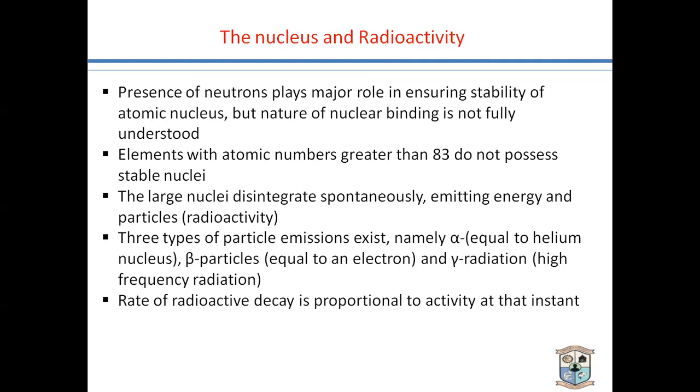The large nuclei disintegrate spontaneously, emitting energy and particles, what is known as radioactivity. And three types of particle emissions exist, namely alpha, which is a helium nucleus, beta particles, which are electrons, and gamma radiation, which is high frequency radiation. The rate of radioactive decay is proportional to activity at that instant. So this is not anything strange to you. I know you covered this in probably physics or science.